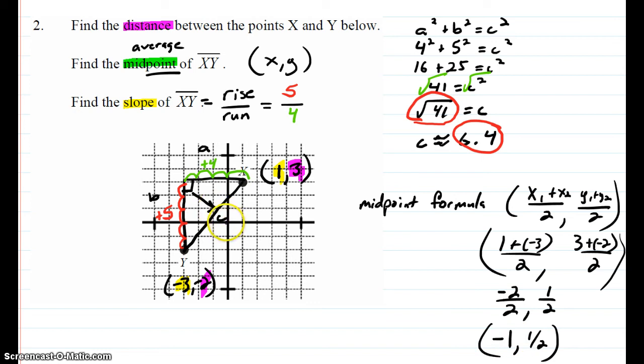And so we can check that on the graph. If we start here and we go over 1, up 1/2, it looks to be just about perfect. So our three answers: the distance is right here. We'll say the square root of 41. The midpoint is right here. We'll say -1, 1/2. And the slope is right here, +5/4.